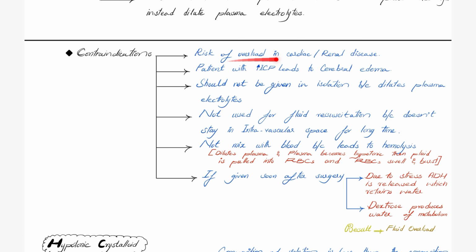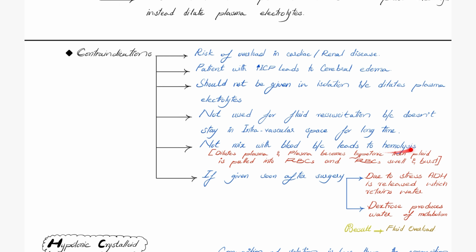So there are some contraindications related to 5% dextrose. They increase risk of overload in cardiac and renal disease. In patients with high intracranial pressure, it will lead to cerebral edema. It should not be given in isolation because it dilutes the plasma electrolytes, as we already discussed that it produces water of metabolism, due to which it dilutes electrolytes in plasma. It is not used for fluid resuscitation because it does not stay in the intravascular space for a long time. It should not be mixed with blood because it leads to hemolysis.